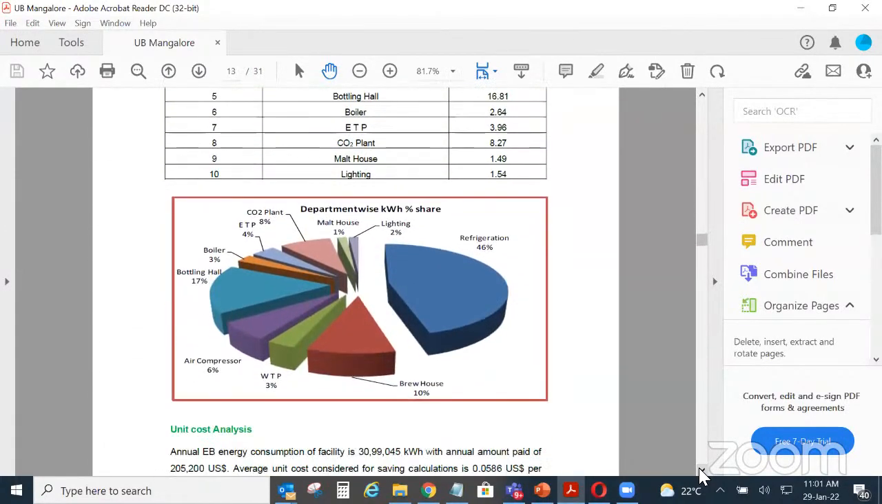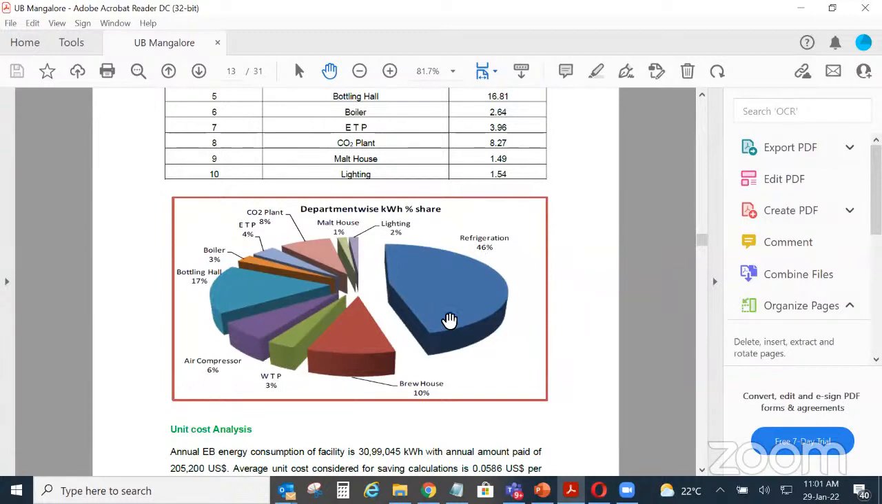Okay, so these kinds of pie charts are very important to know who your major consumers are. If you see in this particular industry, refrigeration takes almost 46% of the energy. Then they have the brew house. Then you can see the bottling hall is the third major one, then air compressor 6%, and water treatment plant 3%. So like that we should do a pie chart.